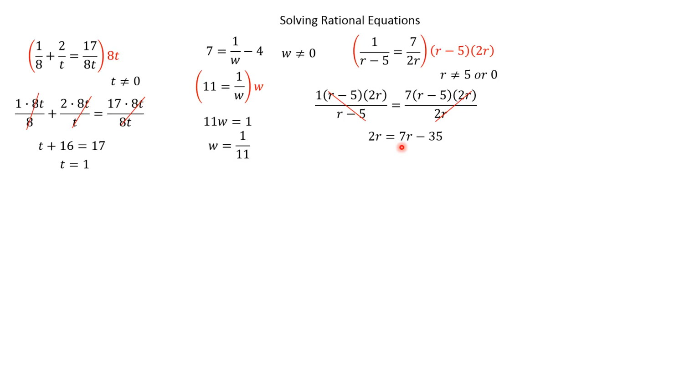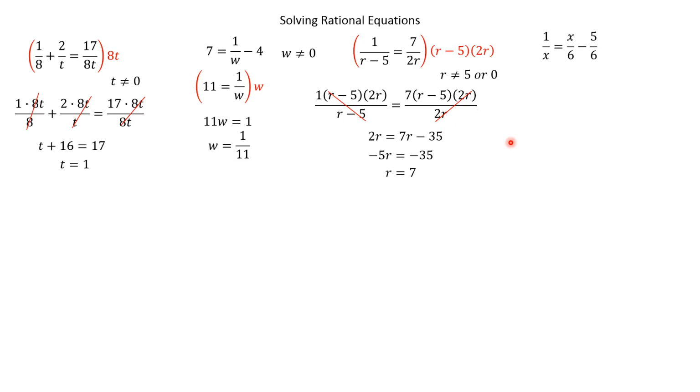Now it's a linear equation again. We can subtract the 7r to get negative 5r equals negative 35, and then divide by negative 5 to get r equals 7. Is r allowed to equal 7? Yes, because 7 is not 5 or 0. So r equals 7. So are we noticing that once we multiply by the common denominator, it becomes a really easy problem to deal with?